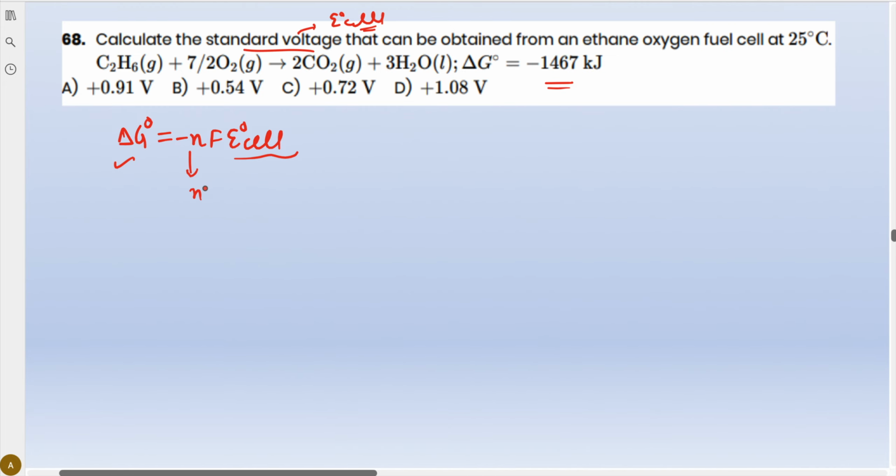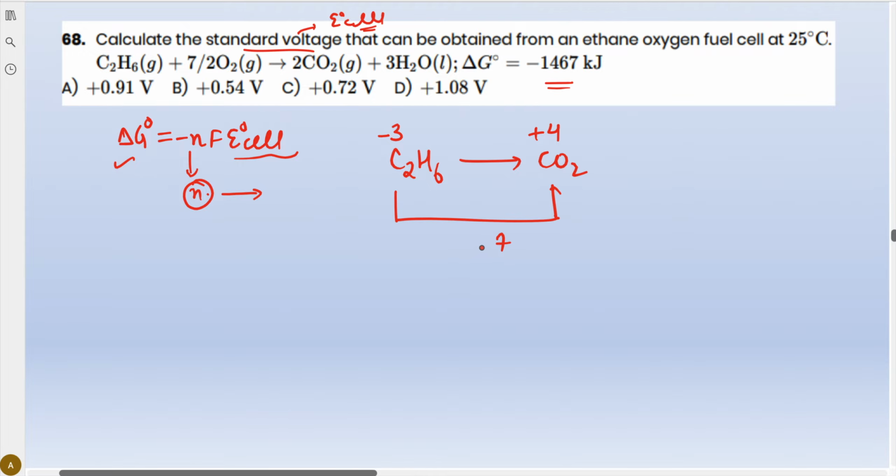The number of electrons passed through the solution you now need to calculate. Now try to see, C2H6 is converted to CO2. Here the oxidation state on carbon will be -3 and here it is +4. So what will the change in oxidation state be? 7. But for 2 carbons it is 2 into 7, which is equal to 14. And this 14 is the n factor of this reaction. The n factor is equal to 14. That n factor is equal to the number of electrons.